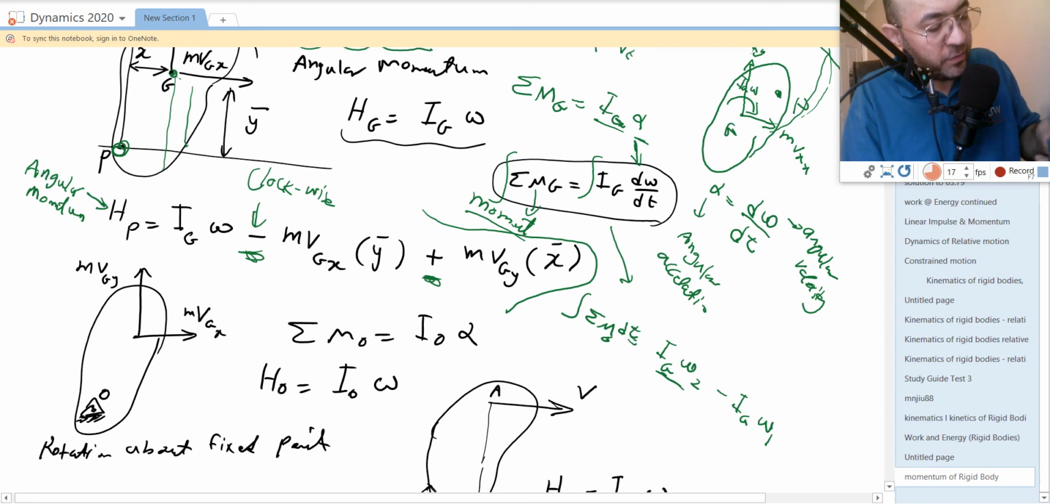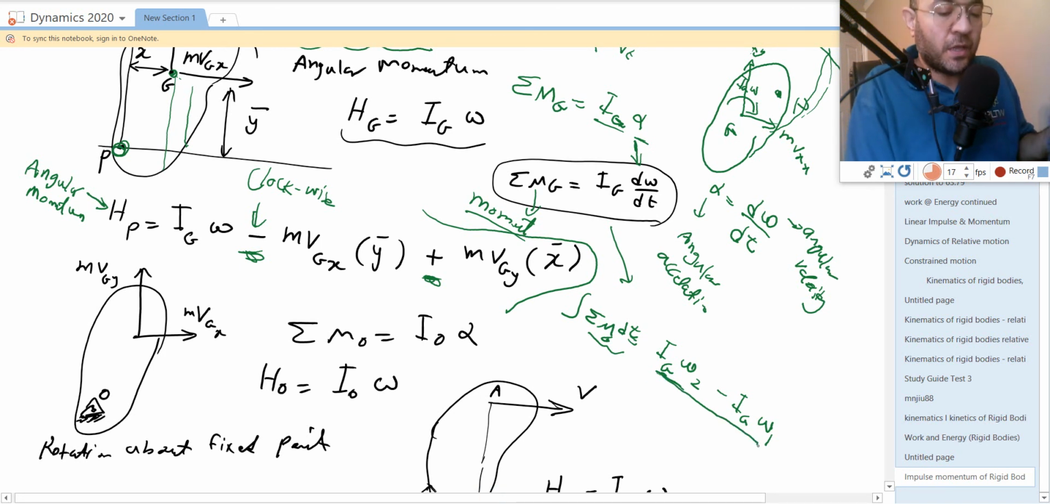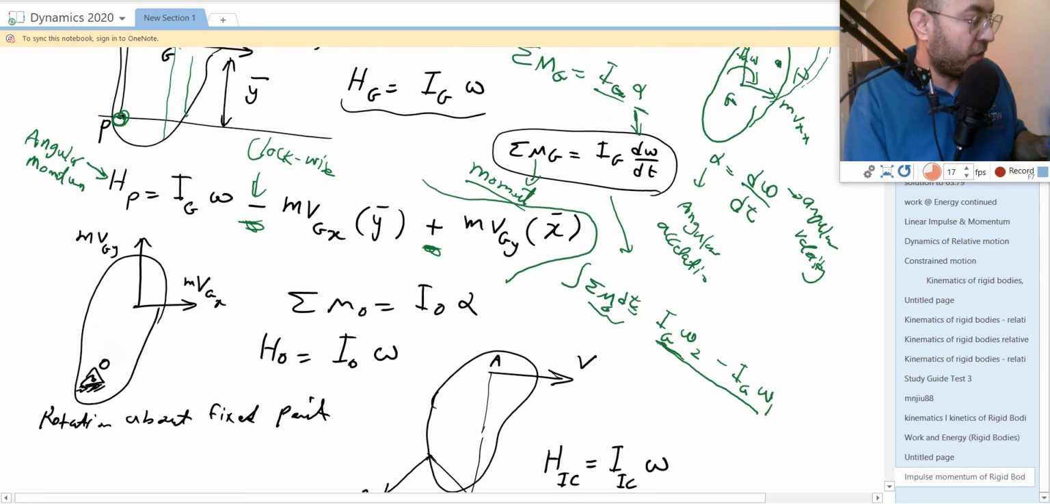So you are cross multiplying this. Before you do the integration, you have to cross multiply this, and then you end up with the sum of moment dt is equal to this one. So what does this mean? This means the moment that you apply, integrated with respect to t, is the difference between Ig omega in the second state minus the first one.